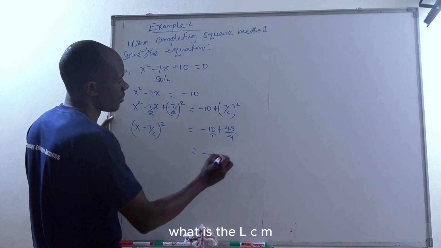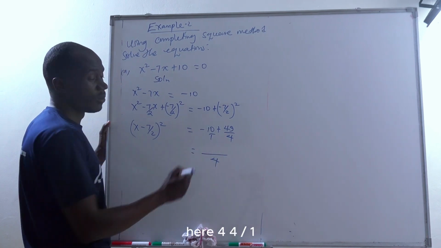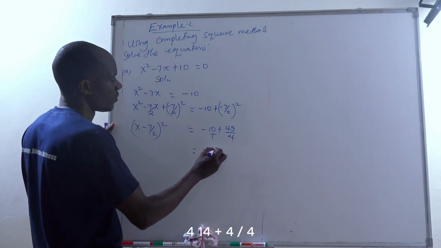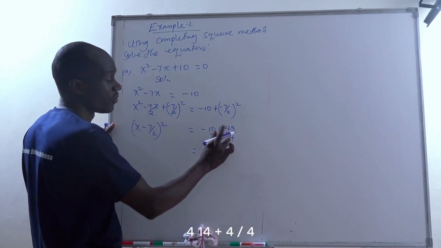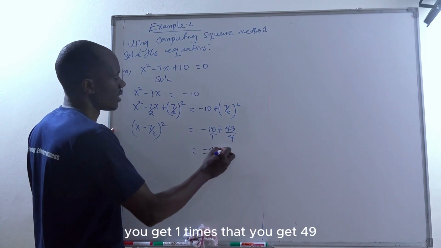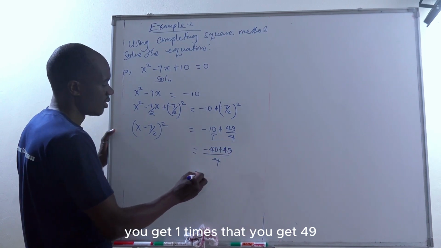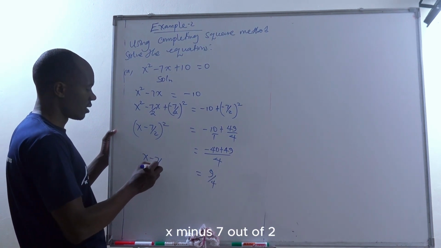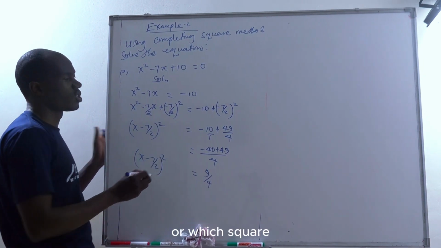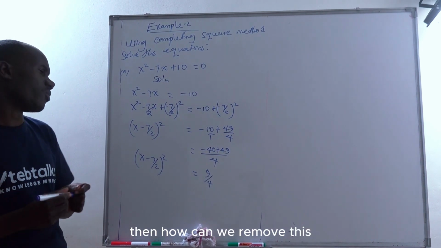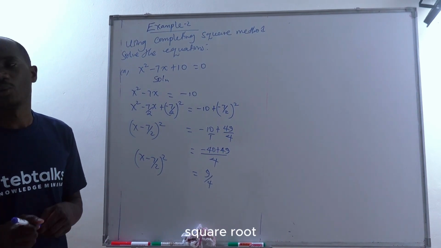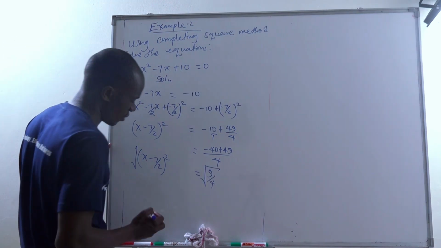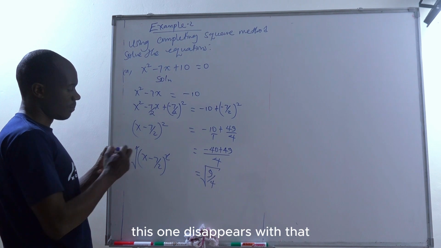What is the LCM here? It is 4. 4 divided by 1, you get a 4. Times the 10, you get negative 40, plus 4 divided by 4, you get 1, times that, you get 49, which becomes 9 out of 4, which is equal to (x minus 7 out of 2) squared. Then, how can we remove this square? It is by taking the square root. This one disappears with that.